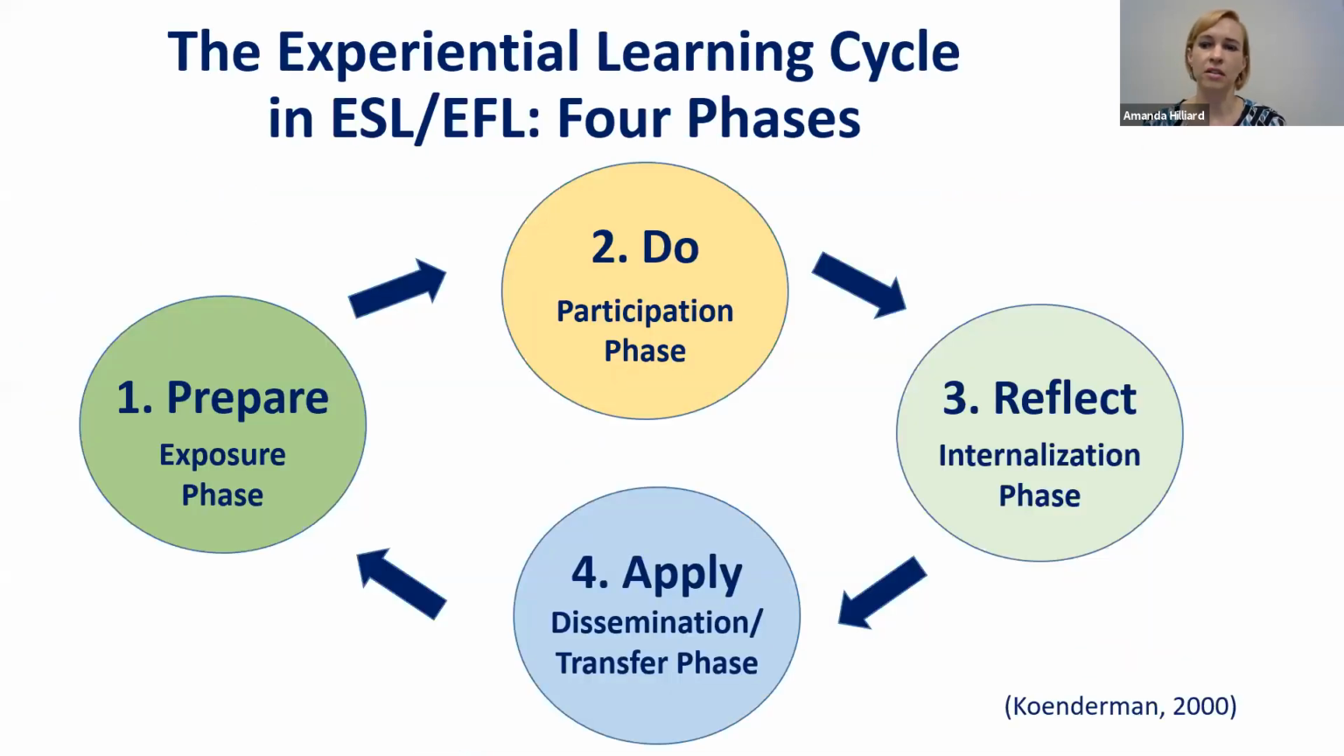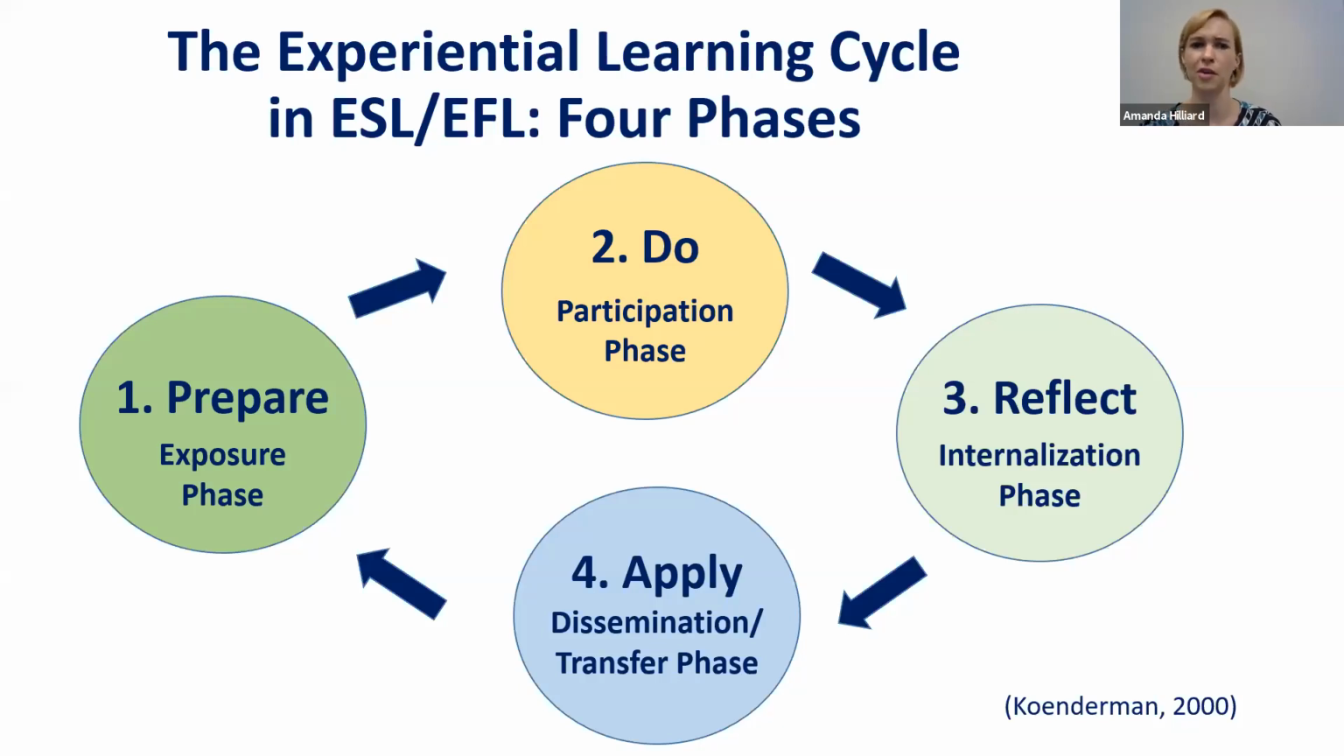So here is a model that was developed by Kohonen in 2000. So it has the same kind of idea of the 4 different phases, 4 different steps. And the first one is the exposure phase, which is when students prepare to learn, to prepare for an activity. The second phase is participation phase, which is when students actually do the activity. The third phase is the internalization phase, when they reflect on how the activity went. And then the last phase is dissemination or transfer phase, when they apply the new language they learned to other situations. Let's take a look at each phase in a little more detail.